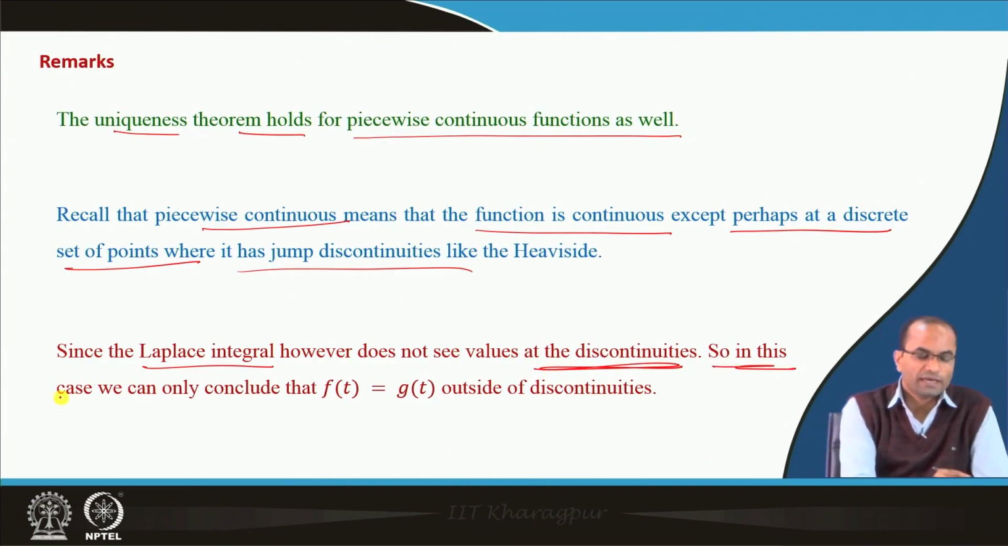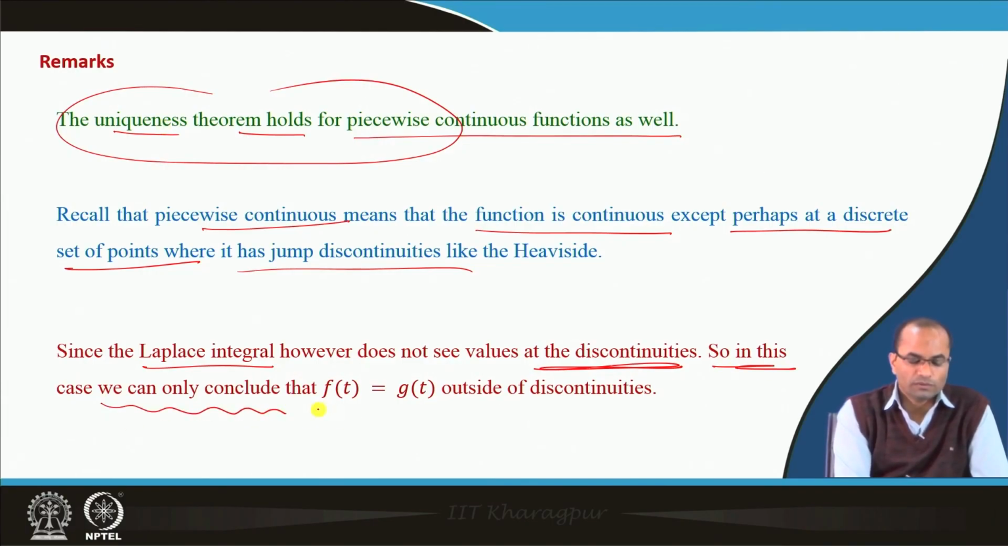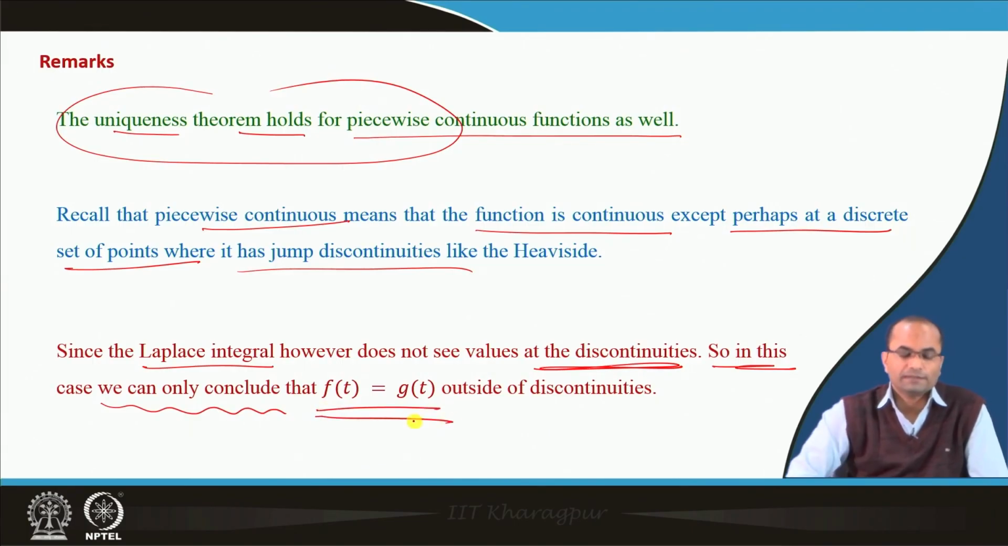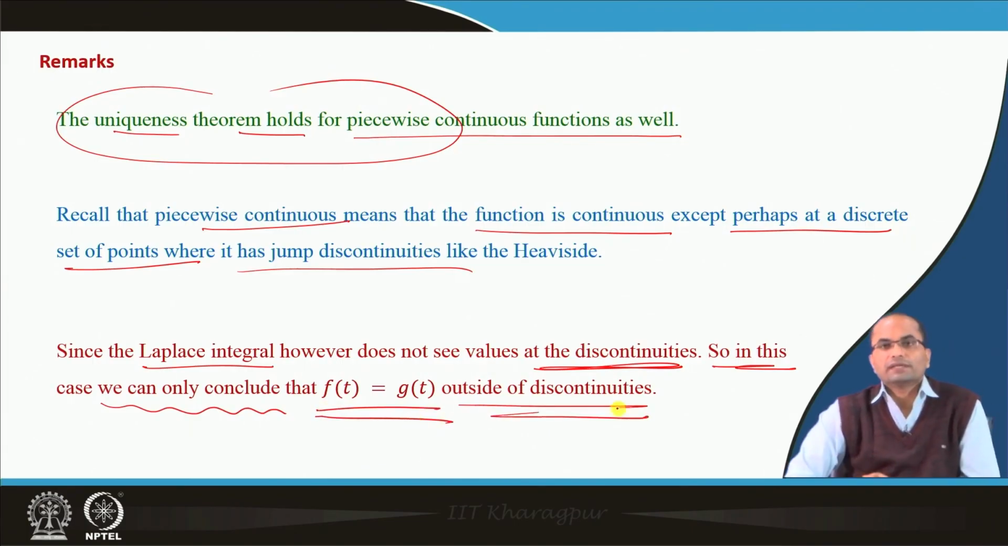in this case, meaning the case when we have a piecewise continuous function, we can only conclude that f(t) will be equal to g(t) outside the points of discontinuities. This result can also be proved formally, though we understood this intuitively: when two Laplace transforms are equal, the functions whose Laplace transforms they are will be equal outside the points of discontinuity.